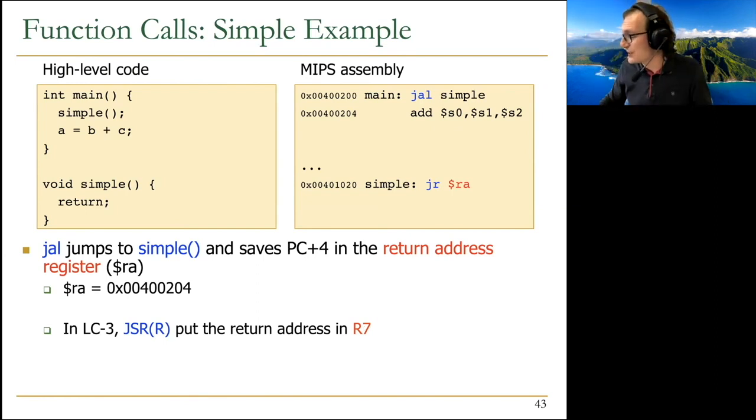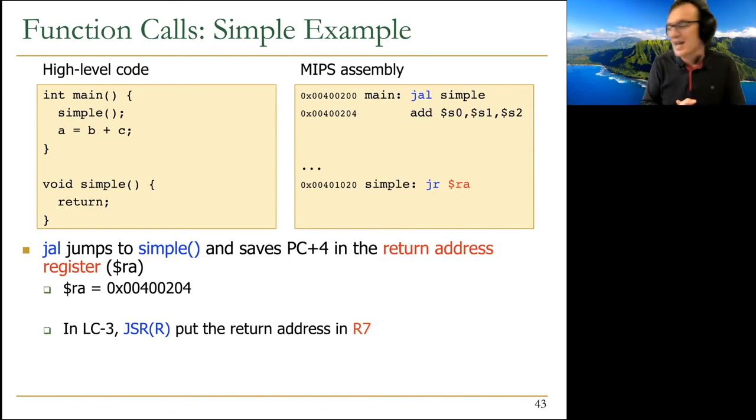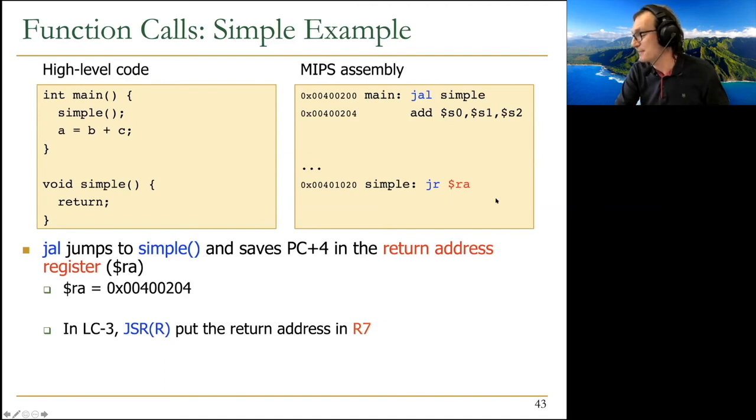Okay, so there's a very good question. What happens if we call a function from within a function? Don't we overwrite RA then? Absolutely. And if you do that, the task of the simple function over here, if it calls another function, is that it has to save RA at that point, basically.